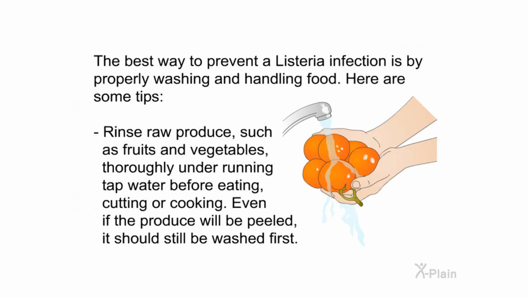Prevention. The best way to prevent a Listeria infection is by properly washing and handling food. Here are some tips. Rinse raw produce, such as fruits and vegetables, thoroughly under running tap water before eating, cutting, or cooking. Even if the produce will be peeled, it should still be washed first.